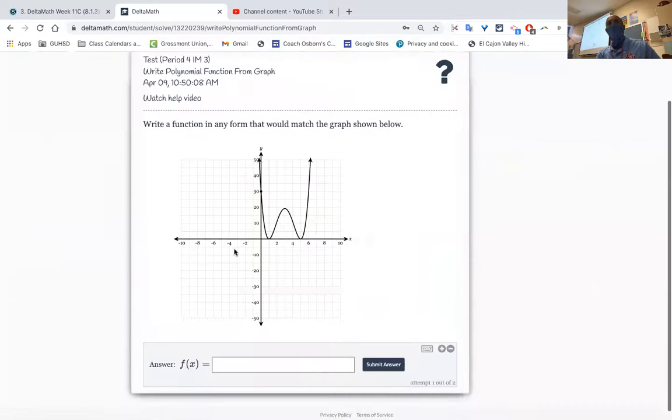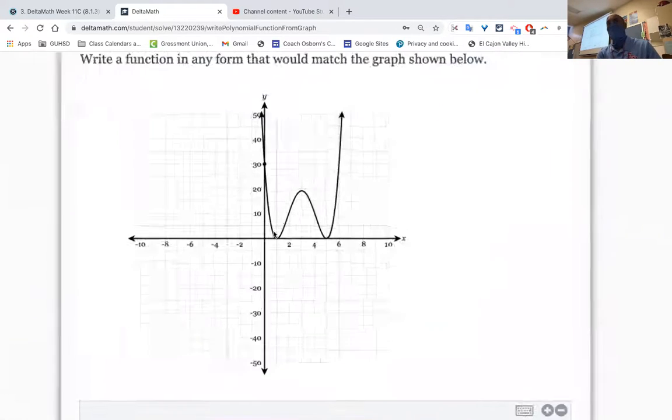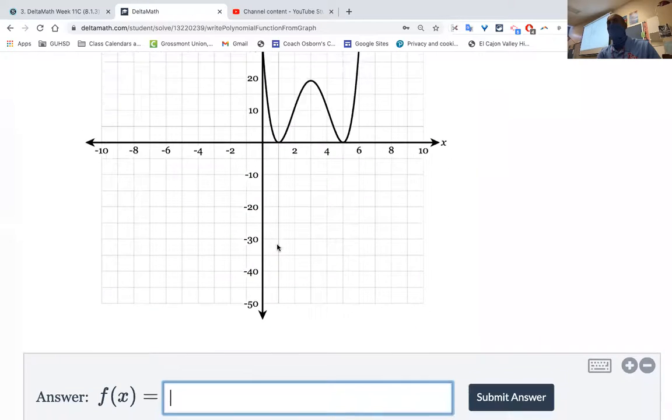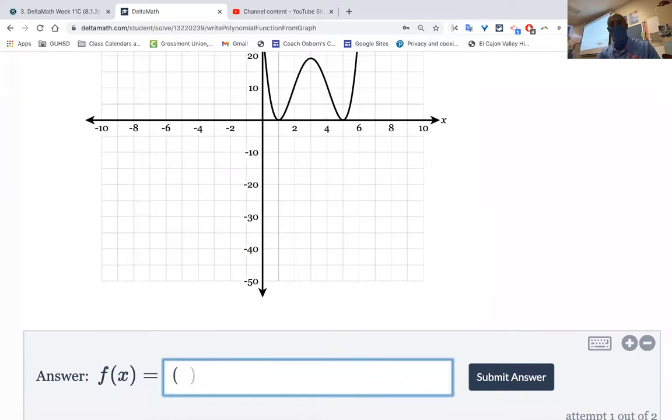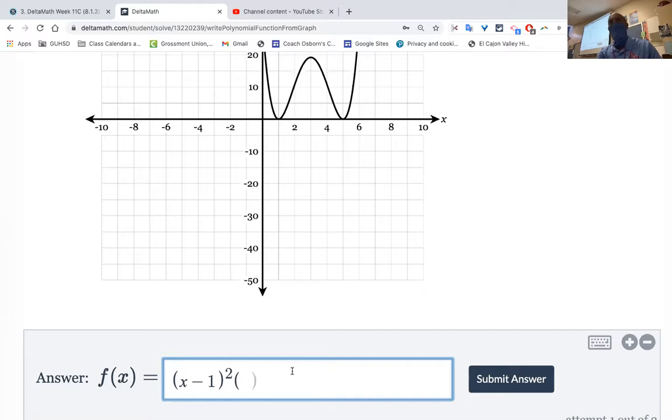This one yesterday, this is where we had to do the same thing, find the x-intercepts, write out those factors. So for instance, this one's +1. So what would I write down here? X what? -1. Do I put a square or no square? Yeah, because it's a double root. Okay, what about for the second one? X -5, and do I need a square? Yeah, they're both double roots.